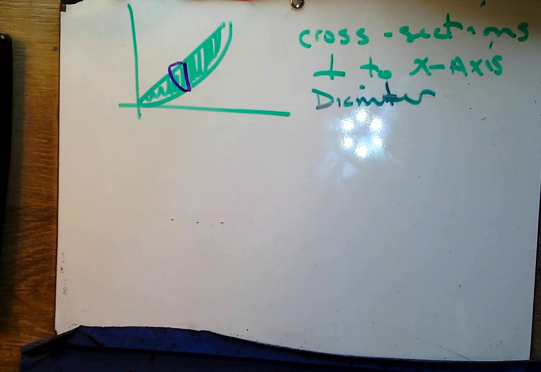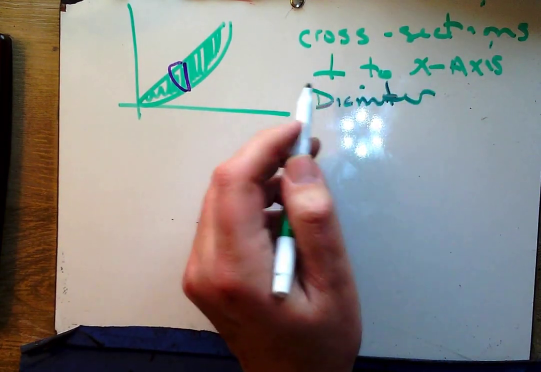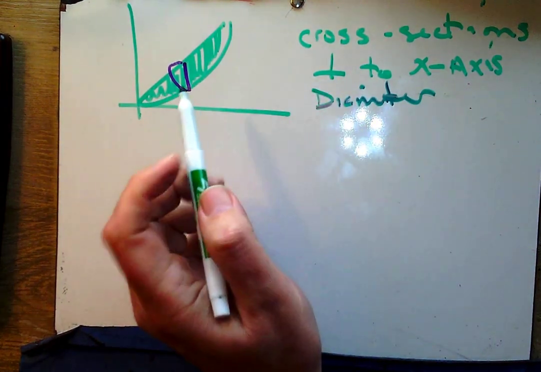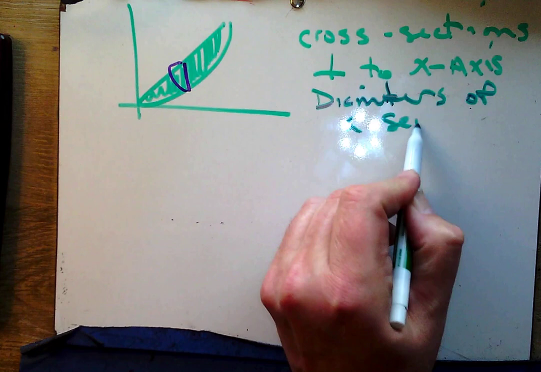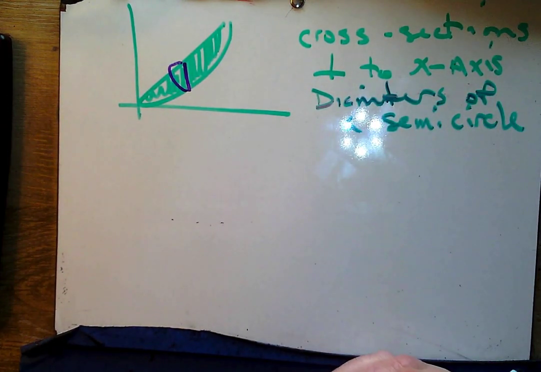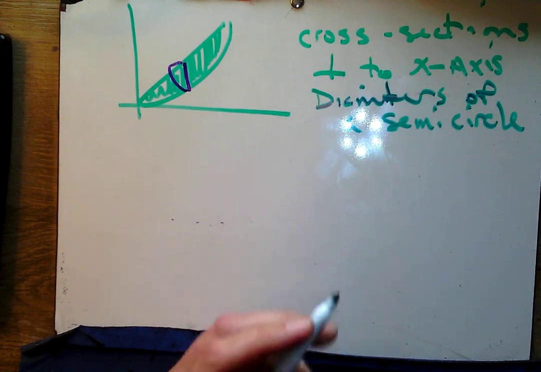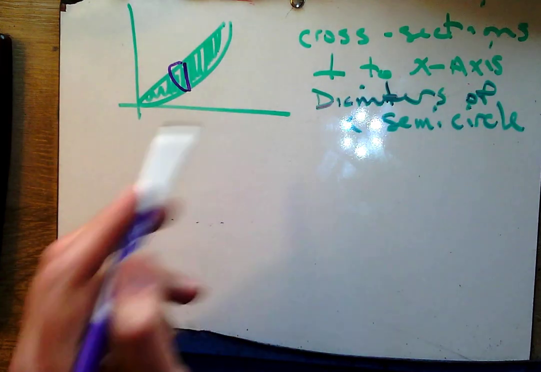I don't want circles. I want cross sections perpendicular to the x-axis that are diameters of a semicircle. Yeah, there's a lot of things in that problem. That's been chosen specifically based on experience. Pause the video and go give it a try.